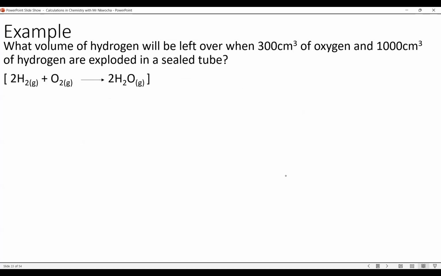Let's look at this one. Let me give you 2 minutes to see if you understand it. What volume of hydrogen will be left over? This time around, they exploded 300 cm³ of oxygen and 1,000 cm³ of hydrogen in a sealed tube. They didn't tell us about cooling, so let's be mindful.